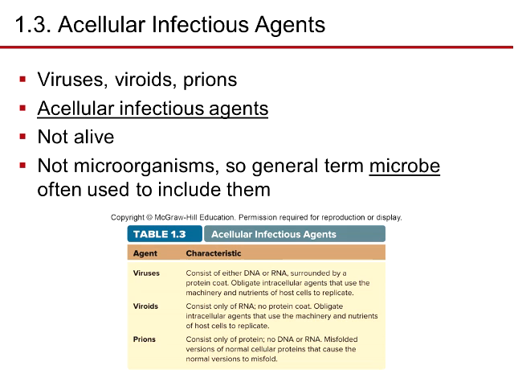Now, there are also acellular infectious agents like viruses and prions, and acellular infectious agents are not technically alive. They're not microorganisms, so a general term, microbe, is often used to include them. They do not live. They don't have a visible metabolism.